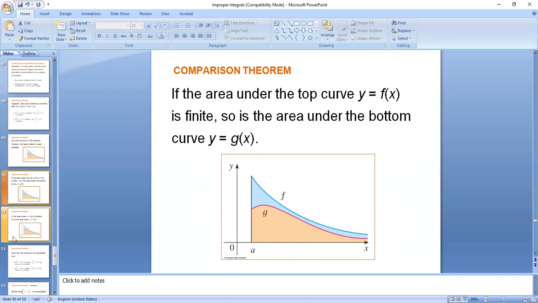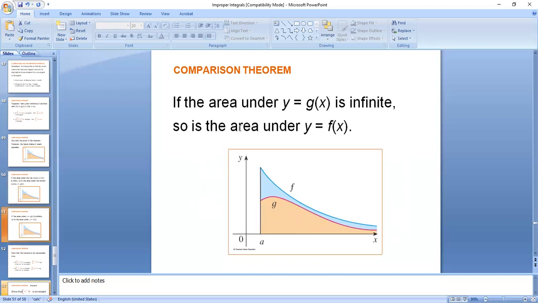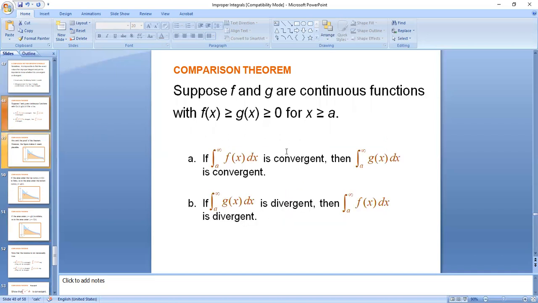What about this third one? If the area under your g of x is infinite, so is the area under your f of x. So if this g of x in this particular boundary is infinite, since it's just a part of your function of x, then it follows that if this is divergent, your function f of x will also be divergent. Why? Because this one is just a part of your function of x. So that explains these two concepts here.